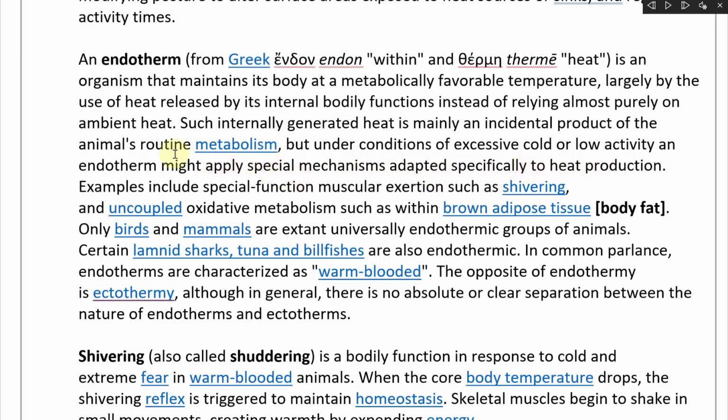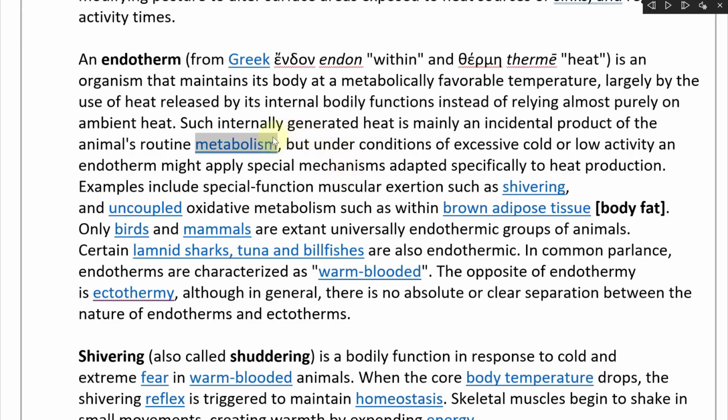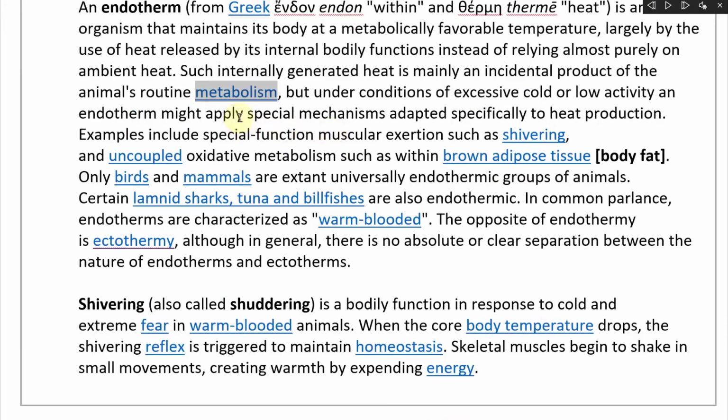Yeah, which is pretty interesting. So yes, incidental product of the animal's routine metabolism. Because remember, metabolism / cellular respiration could be viewed as a redox reaction or a combustion. Yeah, it's essentially like a combustion reaction, but in slow motion. So you're producing heat, and you could also apply special mechanisms, usually in excess cold or low activity. They can apply special mechanisms to generate heat.